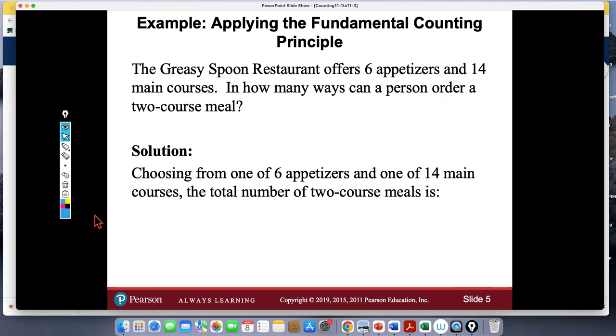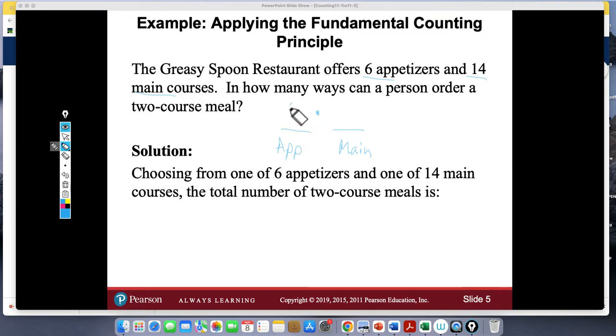Okay, so if we're at a restaurant, I'll show you the way we do this. The menu has 6 appetizers and 14 main courses. I kind of like dessert too, but they didn't give us that choice. So how I calculate this is I put a slot for each of the choices I'm going to make, so appetizers and then the main, and we multiply them.